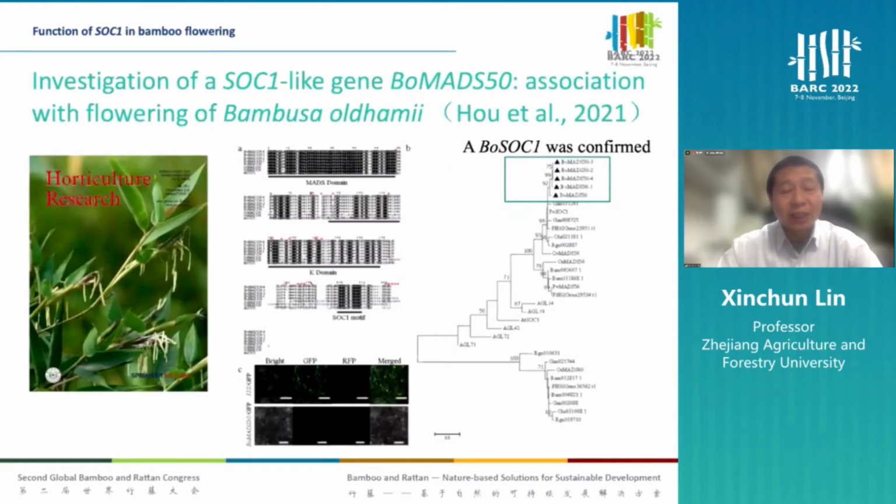We know that bamboo can be divided into two types: monopodial bamboo species and sympodial bamboo species. The lay bamboo belongs to the monopodial bamboo species, and Bambusa oldhamia belongs to the sympodial rhizome kind of bamboo species. So we want to know whether the SOC1 gene is conserved between the monopodial and the sympodial bamboo species. So we isolated a SOC1-like gene, BO-MES50, from Bambusa oldhamia.